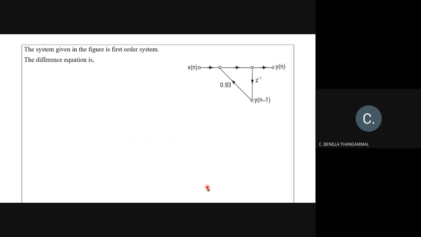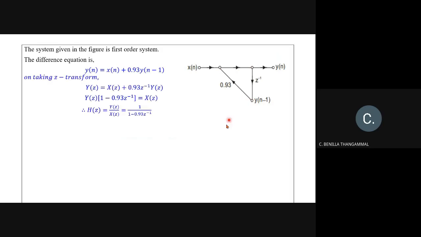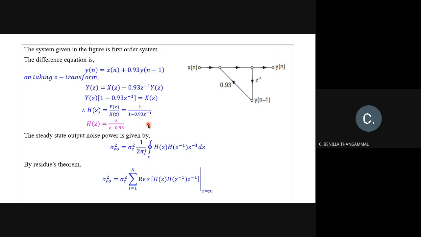From the figure you can write the difference equation as y of n equal to x of n plus 0.93 y of n minus 1. By taking the z transform, I get h of z as 1 divided by 1 minus 0.93 z inverse. That is, take all the y of z on one side and x of z on the other side; y of z divided by x of z will fetch you h of z. So your h of z is z divided by z minus 0.93. Then h of z into h of z inverse into z inverse should be found using the residue theorem.